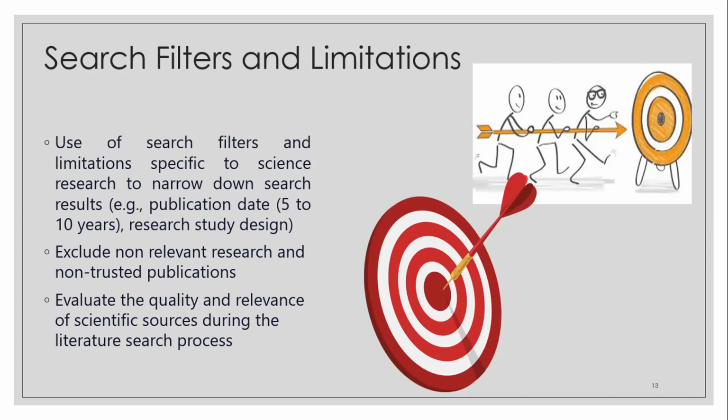And also you can exclude non-relevant research. When you do your research, you see that there are so many papers that are not related to soybean. They are related to fermentation, but not related to soybean. Then you can exclude them by changing the keywords and also changing the filter. And also evaluate the quality and the relevance of scientific sources during the literature search process. Later on I will show you in Google Scholar how to limit the date, how to limit the time, and also how to limit the papers coming from certain places.